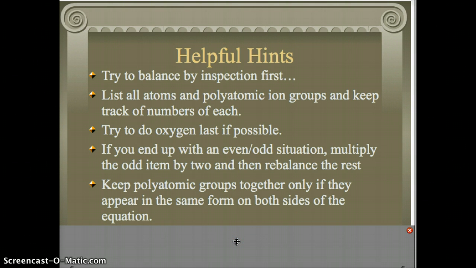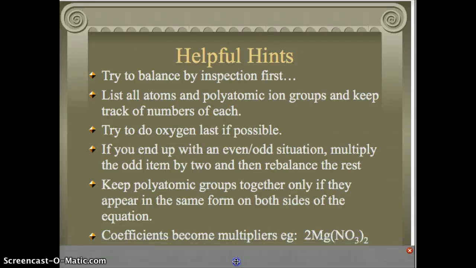Next, you can keep polyatomic ion groups like nitrate, sulfate, phosphate, any of those things, together mentally or physically when you're balancing only if they appear in the same form on both sides. So if you have an NO3 on one side but no NO3 on the other side, you can't keep them together. You're going to have to split those atoms up and think about them individually.